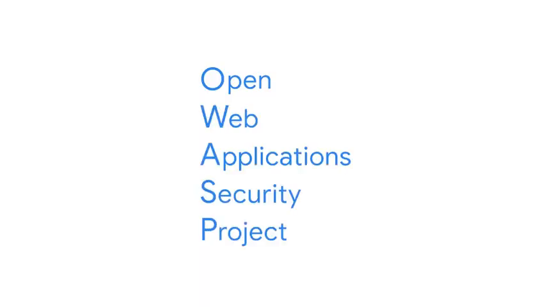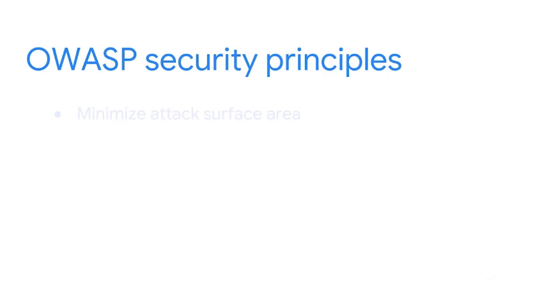It's important to understand how to protect an organization's data and assets because that will be part of your role as a security analyst. Fortunately, there are principles and guidelines that can be used along with NIST frameworks and the CIA triad to help security teams minimize threats and risks. In this video, we'll explore some Open Web Application Security Project, or OWASP, security principles that are useful to know as an entry-level analyst. The first OWASP principle is to minimize the attack surface area.